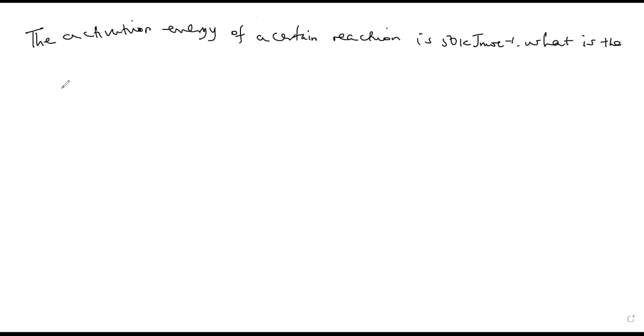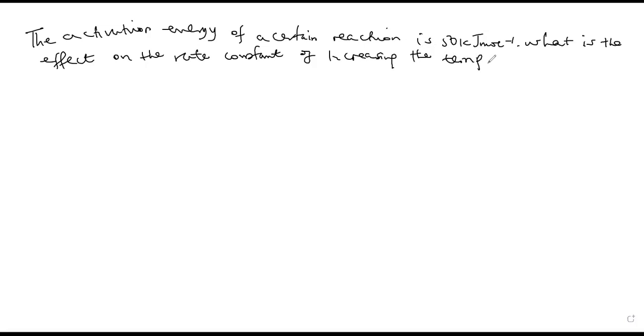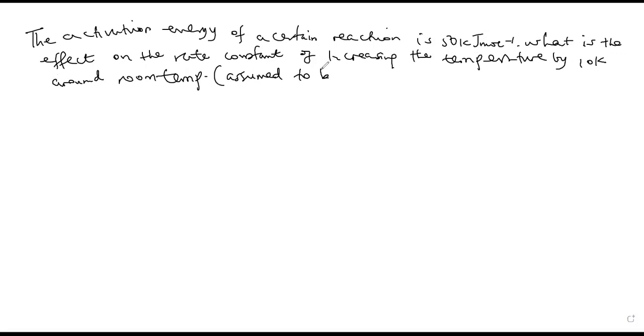What is the effect on the rate? Effect on the rate constant of increasing the temperature by 10 kelvins around room temperature, which is assumed to be 15 degrees Celsius.